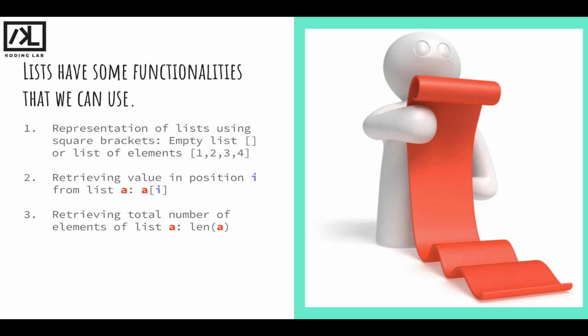Third, if you want to retrieve the total number of elements in a list, like A, we just write a functionality called len, and between these brackets we write the name of the list that we want to get the number of elements of. In this case our list is A, so we write len of A. Len means length.